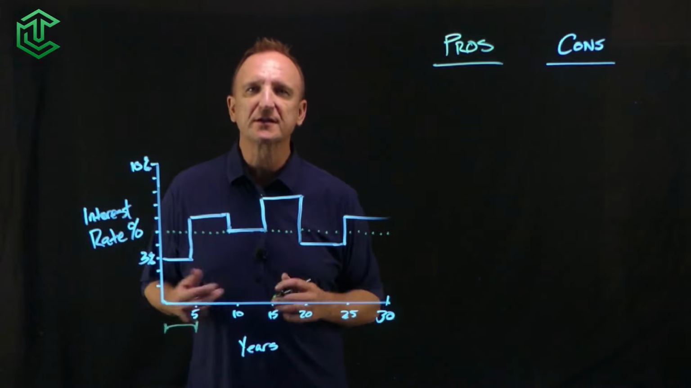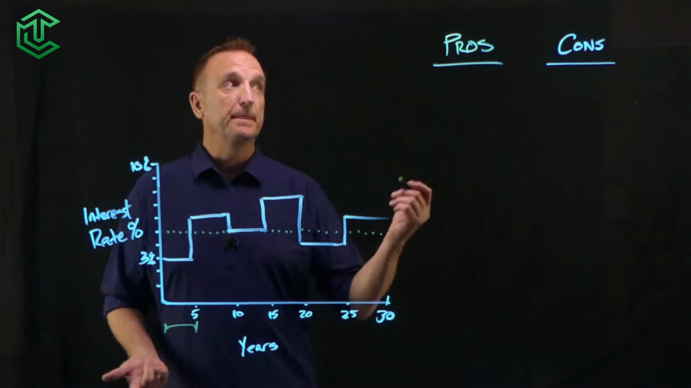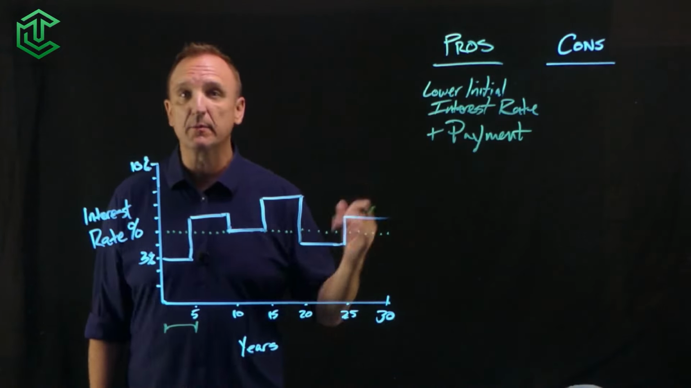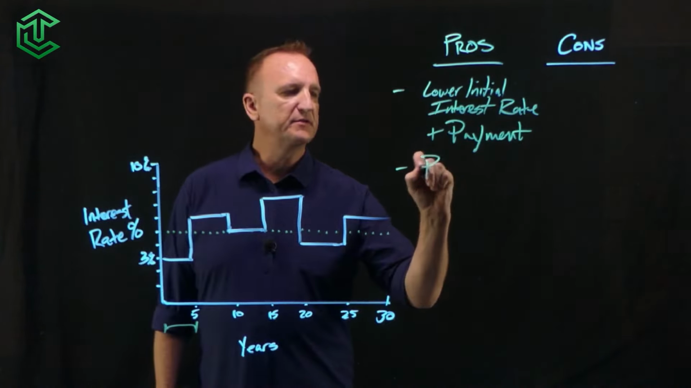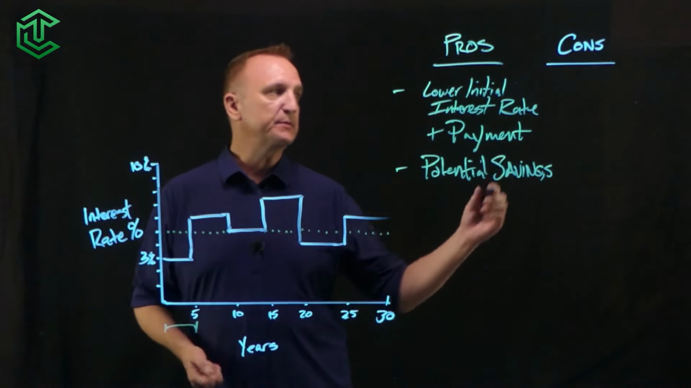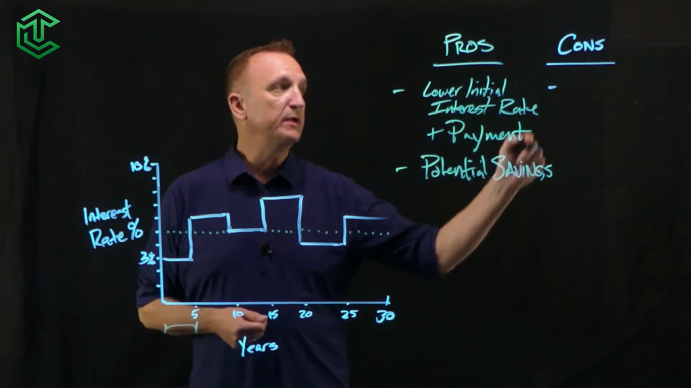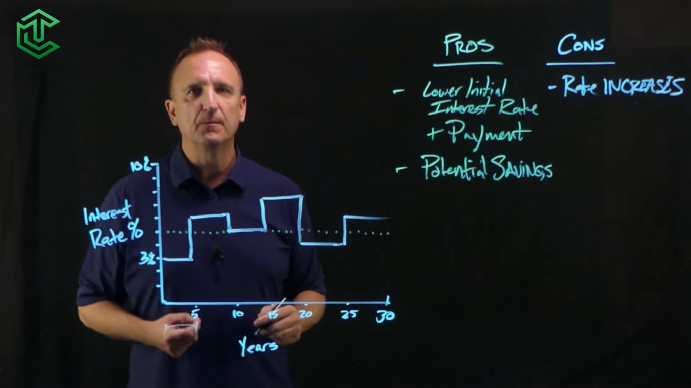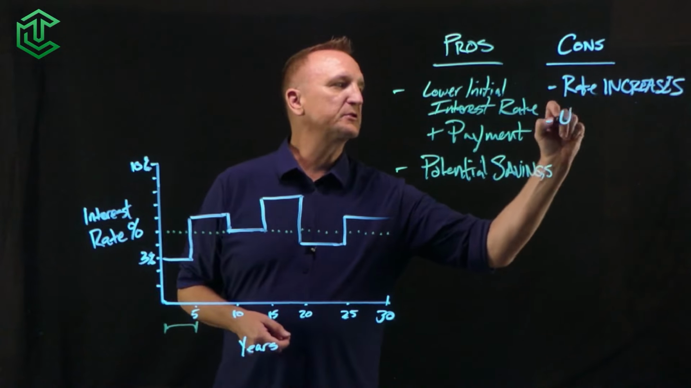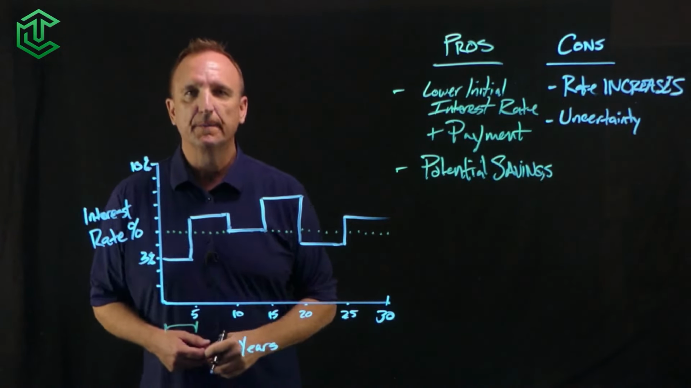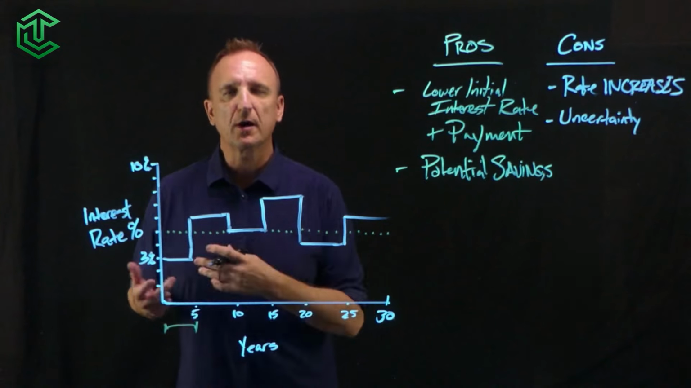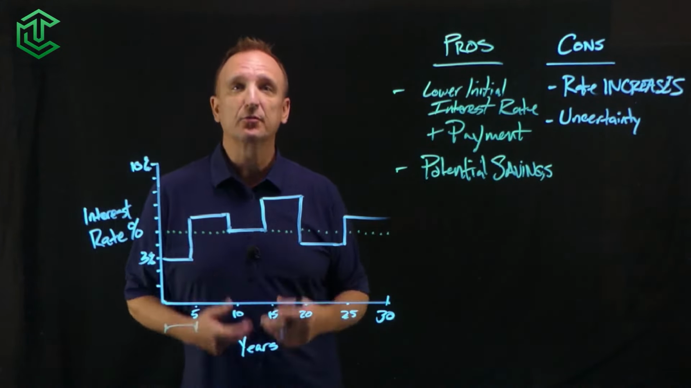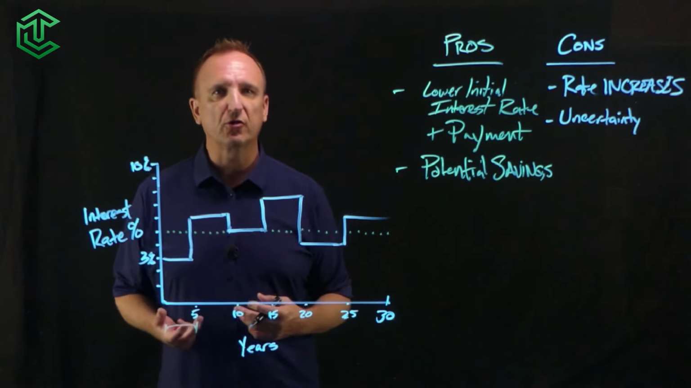So now let's look at the pros and cons of an adjustable rate mortgage. The first pro is you get a lower initial interest rate and payment, thanks to that teaser rate, and that gives you potential savings. On the flip side, the nature of an ARM loan means that you're going to have rate increases because the teaser rate is set artificially low. And the other one is uncertainty, and that equals risk. If you're a long-term holder of this property, you don't know what your interest rate is going to be, and so you can't predict your payments as well. Makes it harder for budgeting.